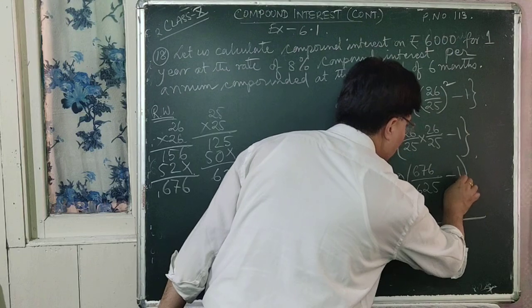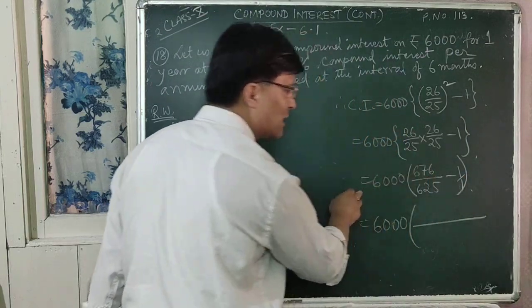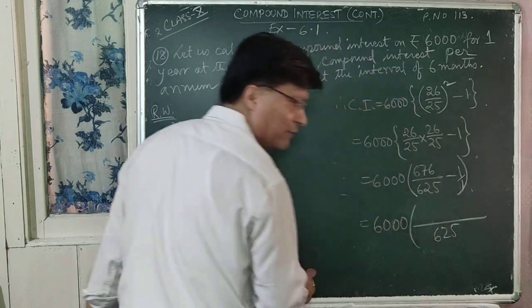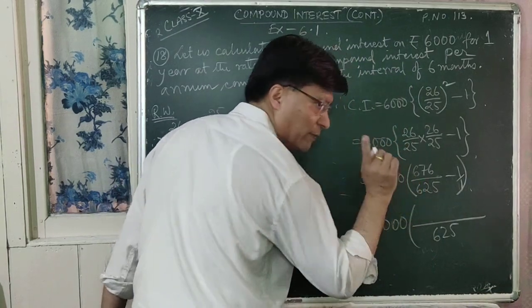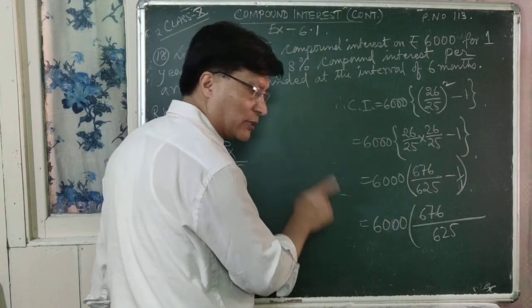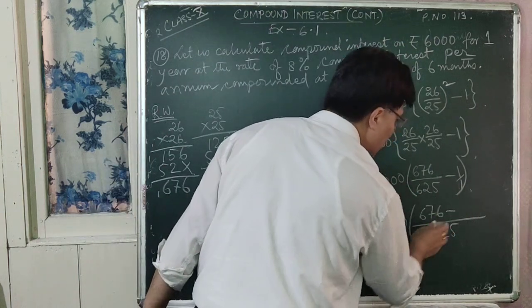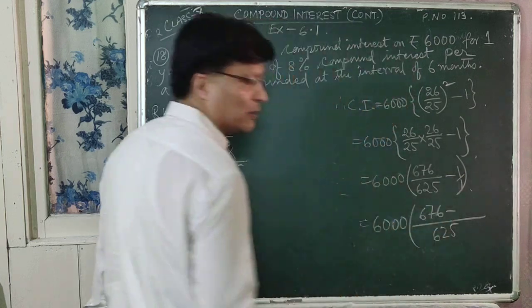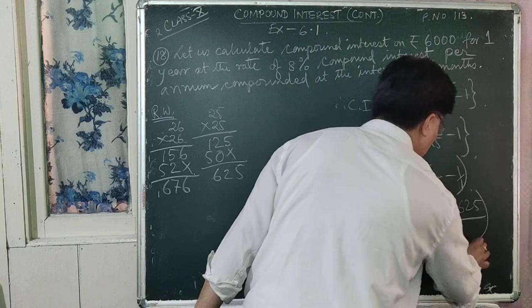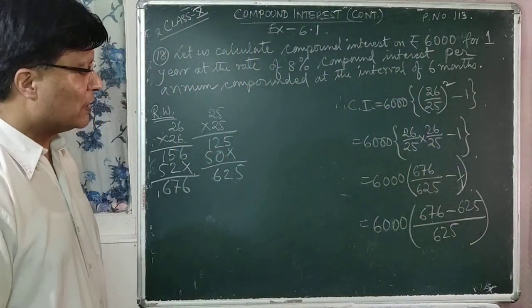So below 1 there is 1. 1 and 625 are there. What is their LCM? 625. 625 divided by 625 is 1. That is 676. 1 into 676. 676 minus this 625 should be divided by 625. So 625 into 1 is 625. Right? Is that clear to all of you?